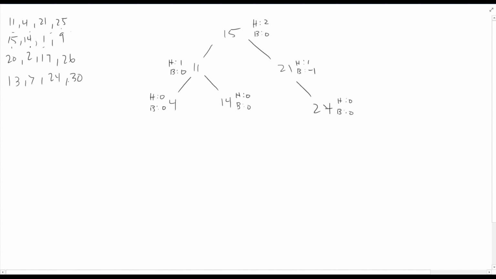Let's continue. Let's try and add the 1 now. So the 1 is less than, less than, less than. Right, height and balance factor is 0 here. Let's recurse back up and fix them as we go.